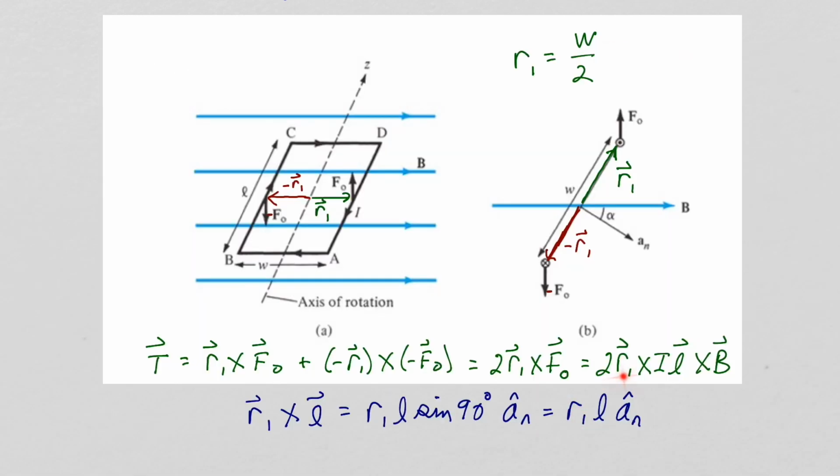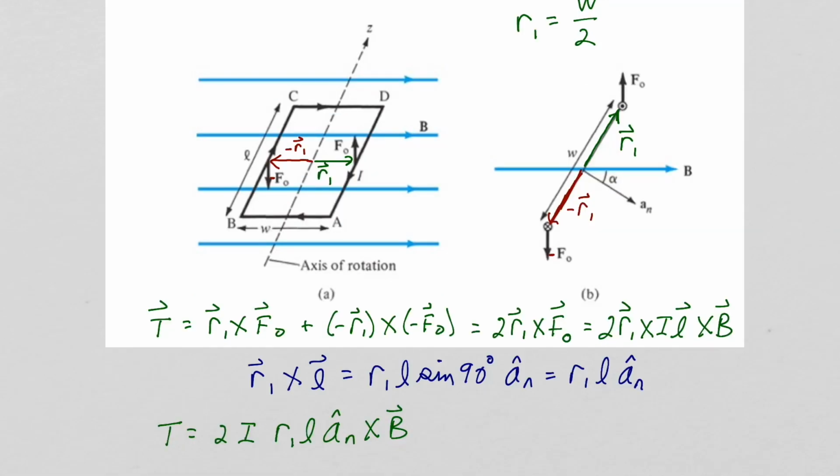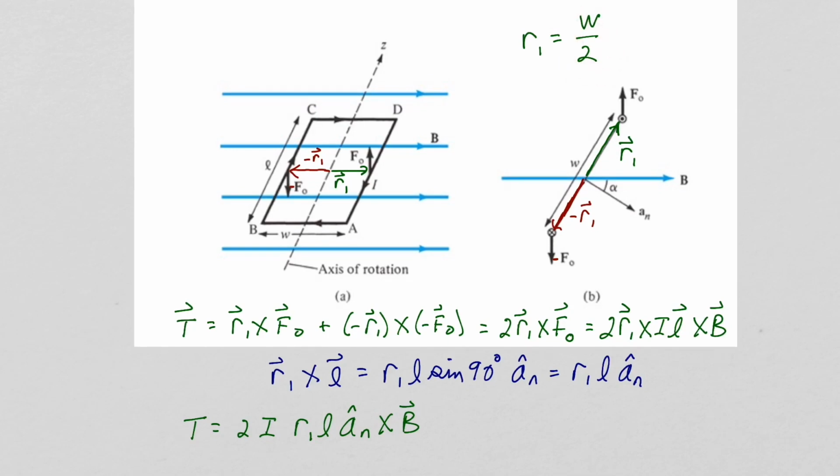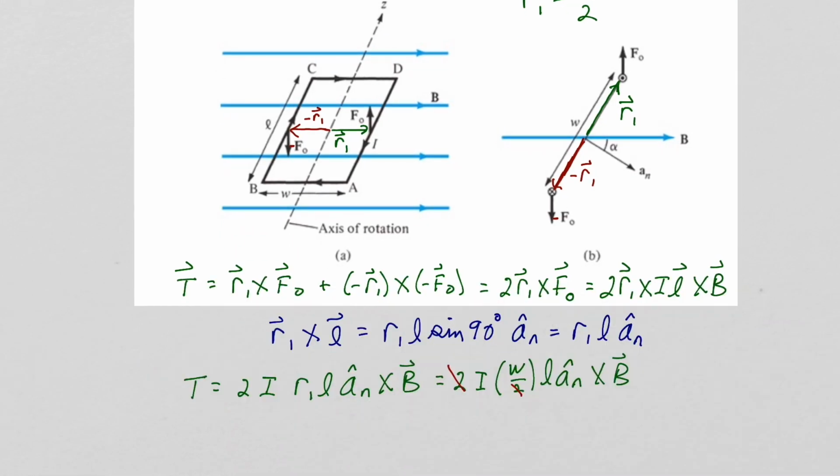So let's substitute this expression in here in our torque equation for R1 cross L. So we get 2 times our current I. For R1 cross L, we get R1 L and the unit vector A sub n crossed with B. Now, for the magnitude of R sub 1, we're going to substitute in W over 2. So these 2's will cancel, and we're left with I times W times L, our unit vector, crossed into B.